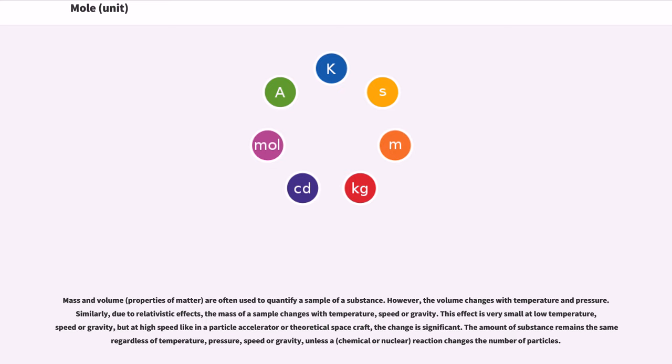Mass and volume, properties of matter, are often used to quantify a sample of a substance. However, the volume changes with temperature and pressure. Similarly, due to relativistic effects, the mass of a sample changes with temperature, speed or gravity. This effect is very small at low temperature, speed or gravity, but at high speed like in a particle accelerator or theoretical spacecraft, the change is significant. The amount of substance remains the same regardless of temperature, pressure, speed or gravity, unless a chemical or nuclear reaction changes the number of particles.